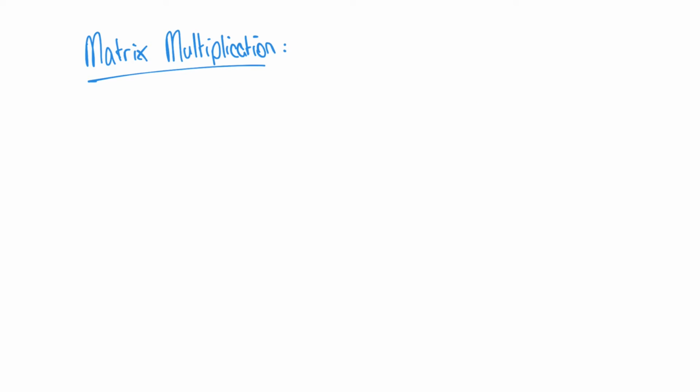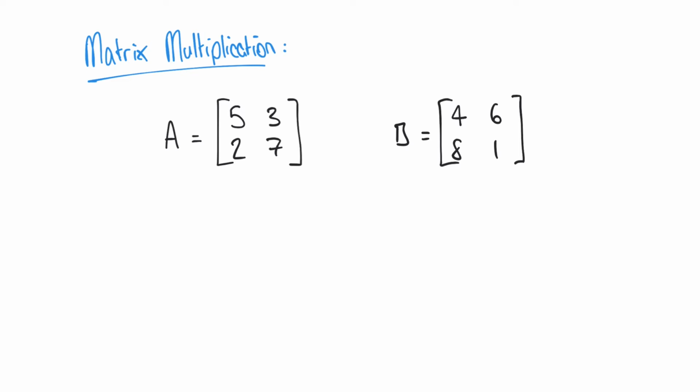So we saw that the method of scalar multiplication was very simple, and that's the reason we mentioned it first. But the next type of multiplication that we're going to look at is matrix multiplication, where we're looking to multiply two matrices together. So let's use these two matrices as an example.